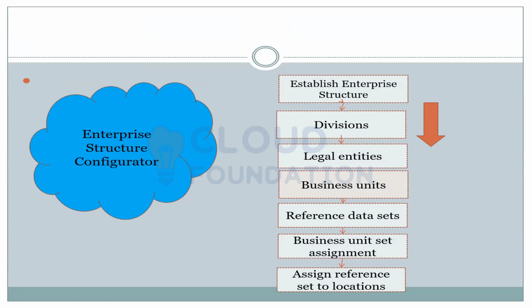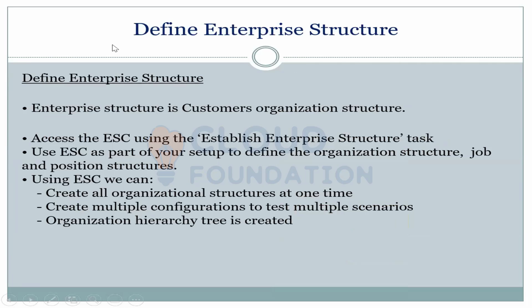First we define the divisions. Enterprise structure is the highest level. Then we define the divisions, legal entities, business units, reference data sets, business unit set information, and assigned reference data set. So what is define enterprise structure? Enterprise structure is the customer's organization structure. Use enterprise structure as part of the setup to define the organization structure, job and position structure. Use enterprise configurator.